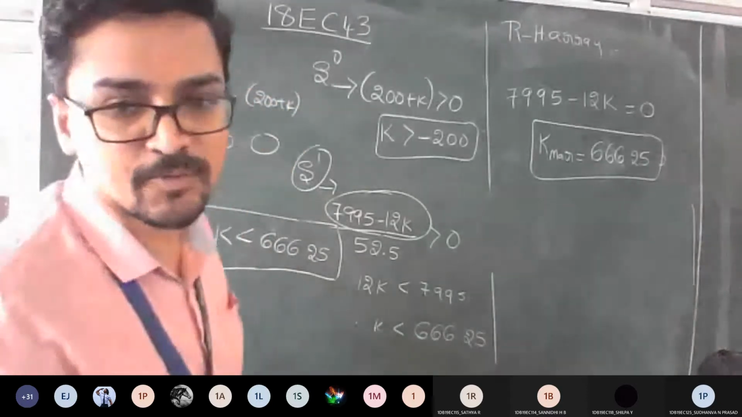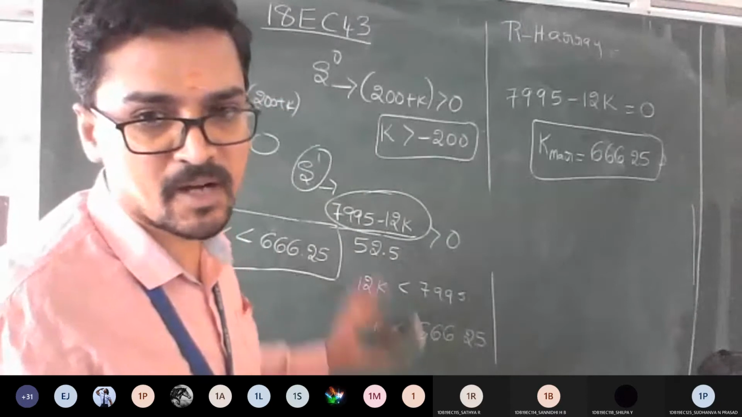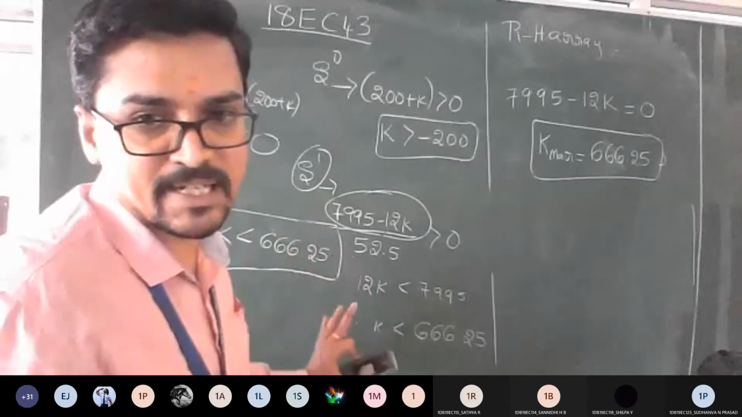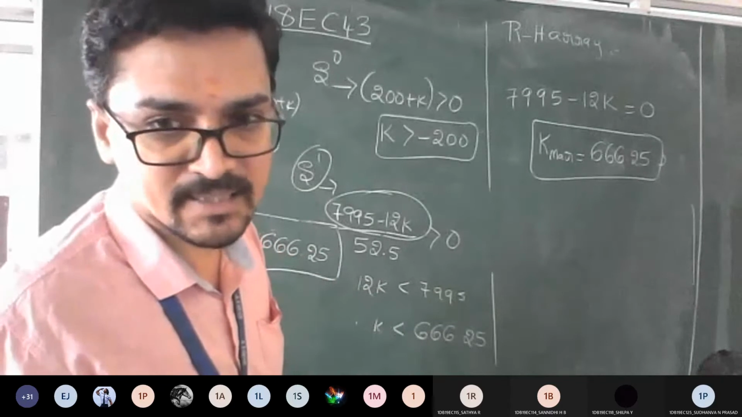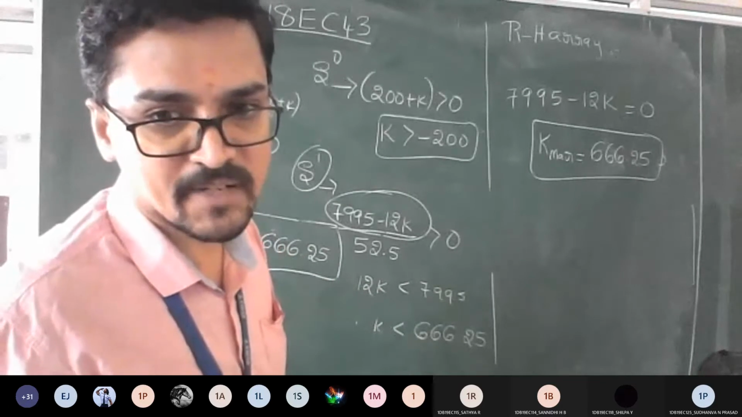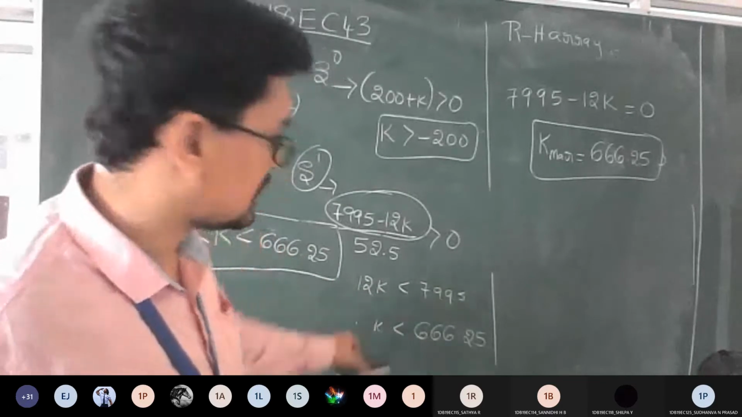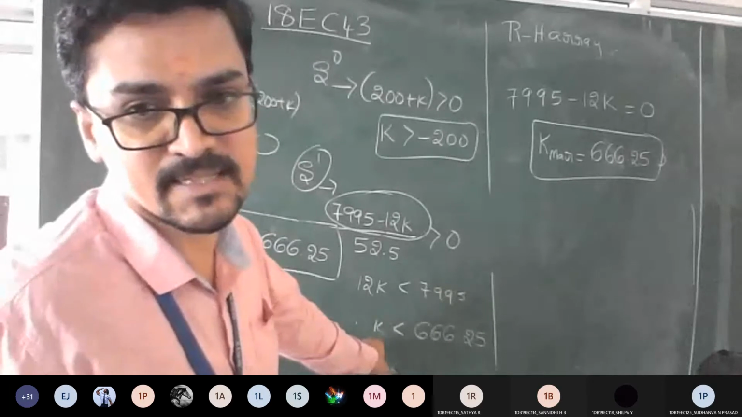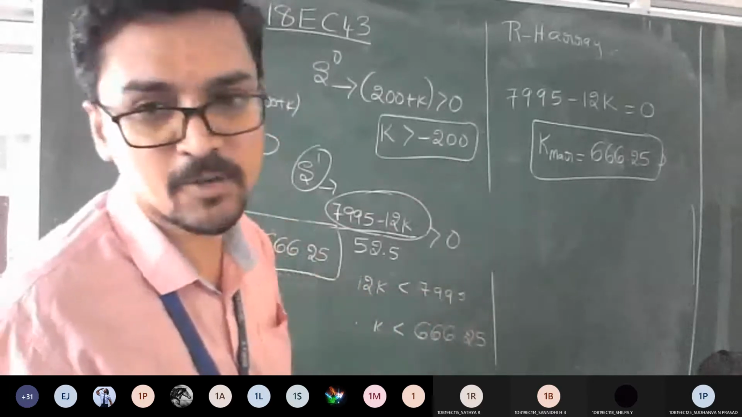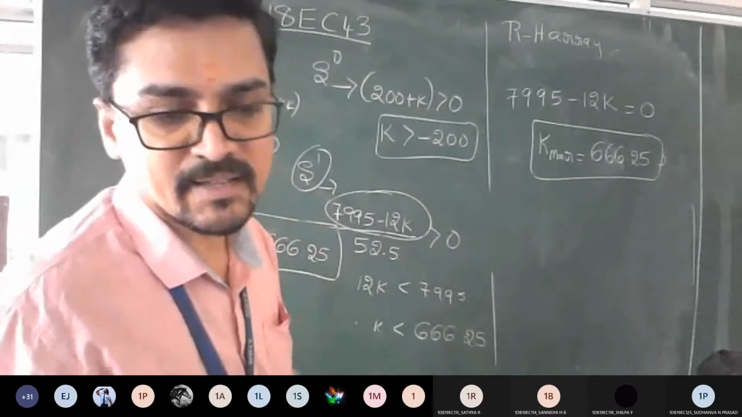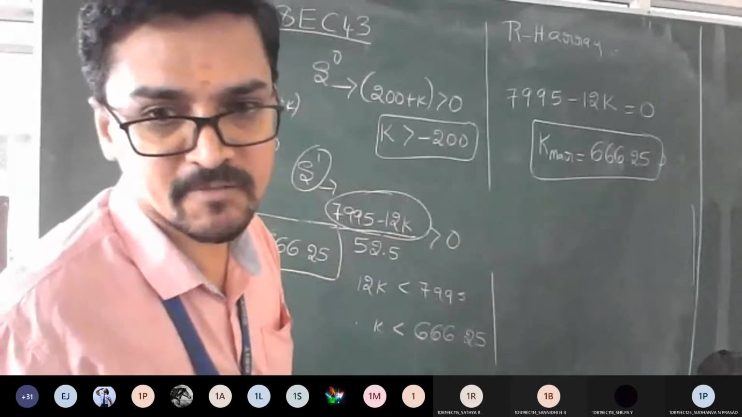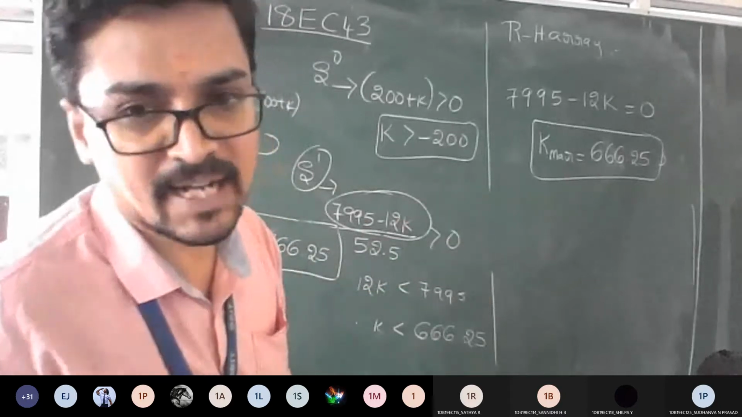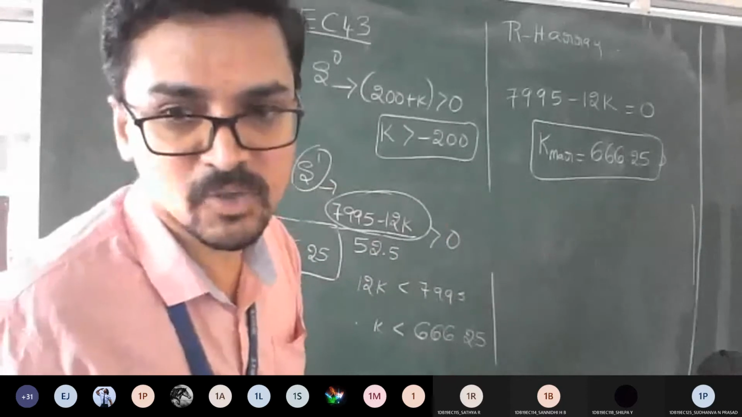I am telling you how to find the auxiliary equation, because in this problem we didn't get any row of zeros, but we made an assumption that if the s power 1 row is all zeros, then the marginal value of k is this 666.25. Similarly, they ask you to find the oscillation frequency. To find it, we need the auxiliary equation. Then only I can get the roots, right?